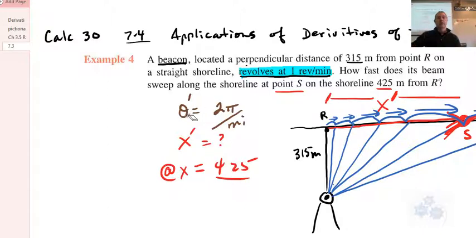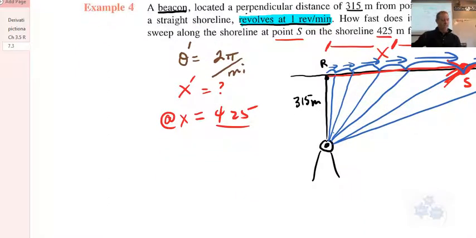Okay, so we've got two related rates right here. One's given, one's unknown, and we've got some instant in the question that we are going to focus on, and that's when this distance from R to S is 425. So far it's kind of like the last question that we just worked through. But all right, let's keep going here.